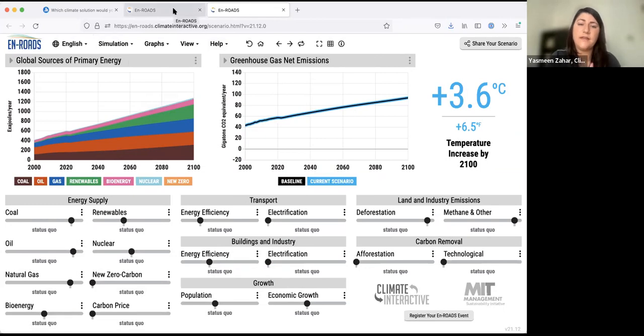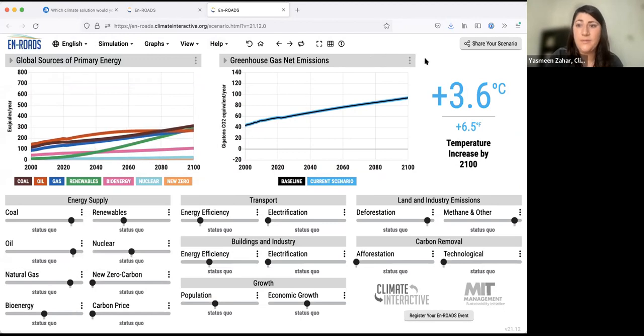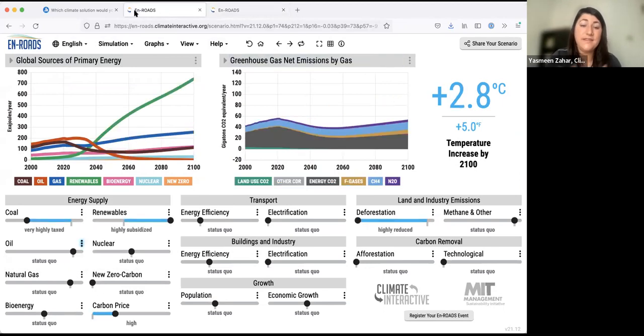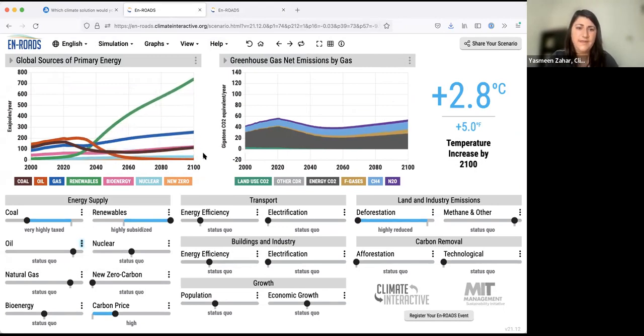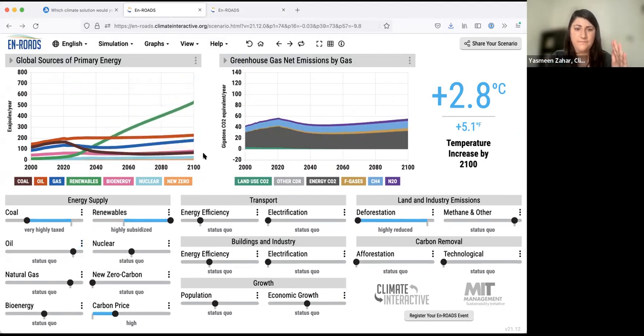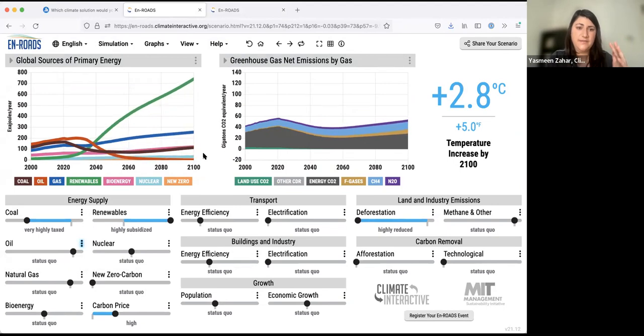So that's another thing to take into account when we're talking about implementing policies: what is already implemented. In this scenario, where renewables are already taking off, we've already bumped down our fossil fuels quite a bit, not extensively. We see this dynamic where renewables are mostly responsible for replacing oil.